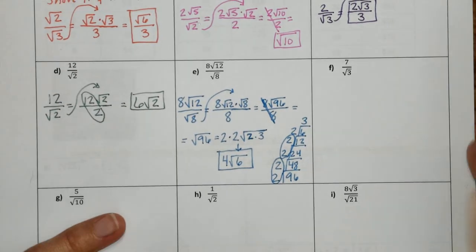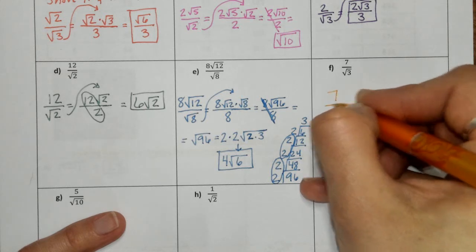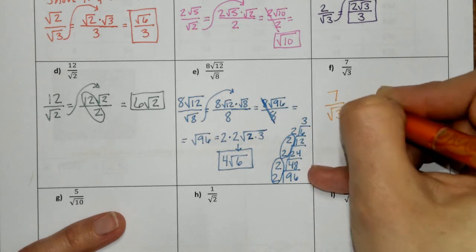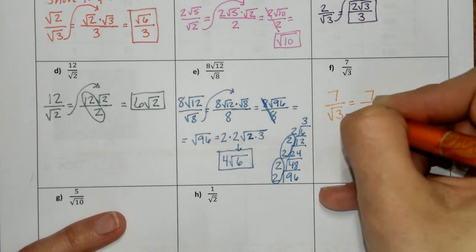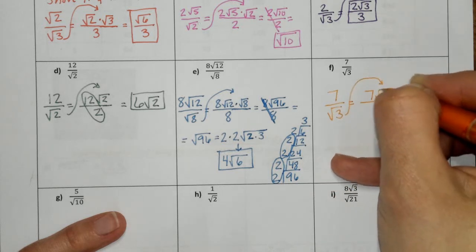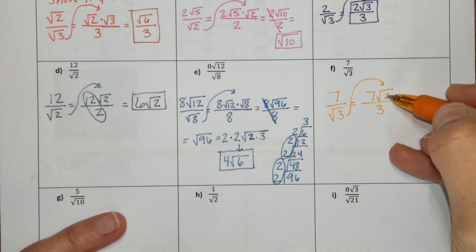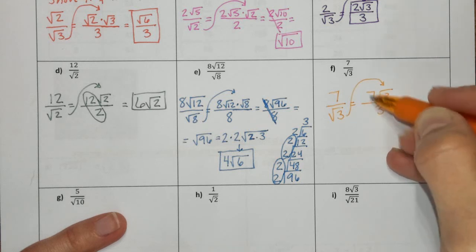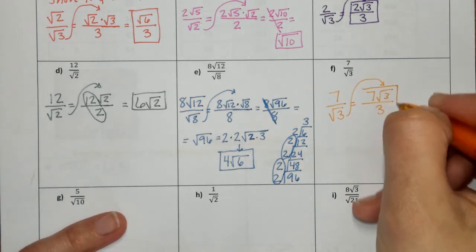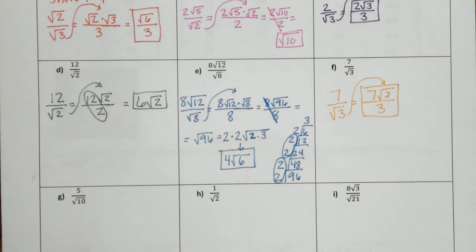Next, 7 over the square root of 3. I'm going to rewrite it so I can rationalize, shove it and leave it. I've got my 7 on top. I'm going to shove that square root of 3 up top, and I'm going to leave the 3 all by itself on the bottom. 7 square root of 3 over 3 is simplified. We're done. Love these easy ones.